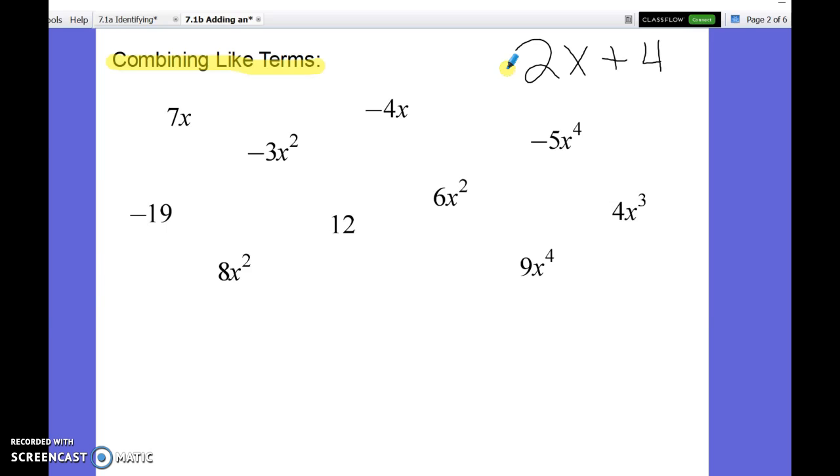It's like saying we have 2 xylophones and 4 pencils. We can't add those together to make 6 of one thing. Okay, they're not like terms. We can't combine them anymore. So that's what we have to pay attention to.